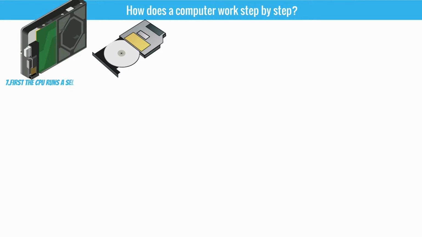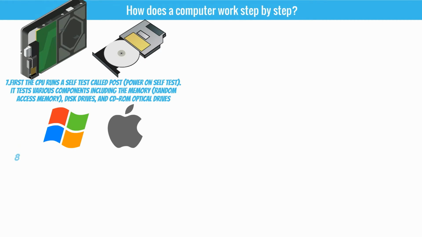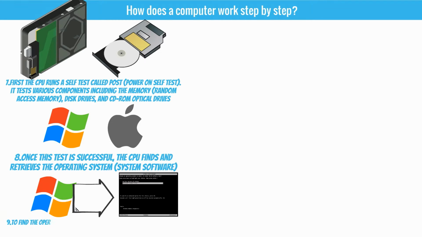First, the CPU runs a self-test called a POST, Power On Self-Test. It tests various components including the memory, random access memory, disk drives, and CD-ROM optical drives. Once this test is successful, the CPU finds and retrieves the operating system software. To find the operating system, it follows a preset booting sequence, such as searching a thumb drive, then a CD drive, then the hard drive, etc.